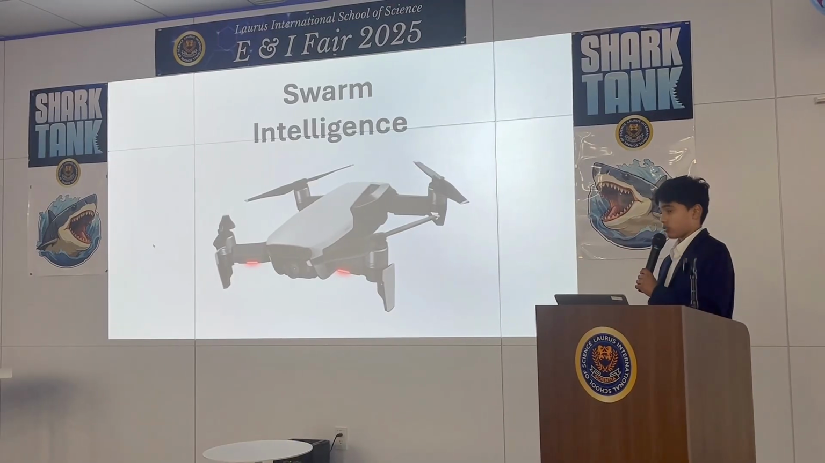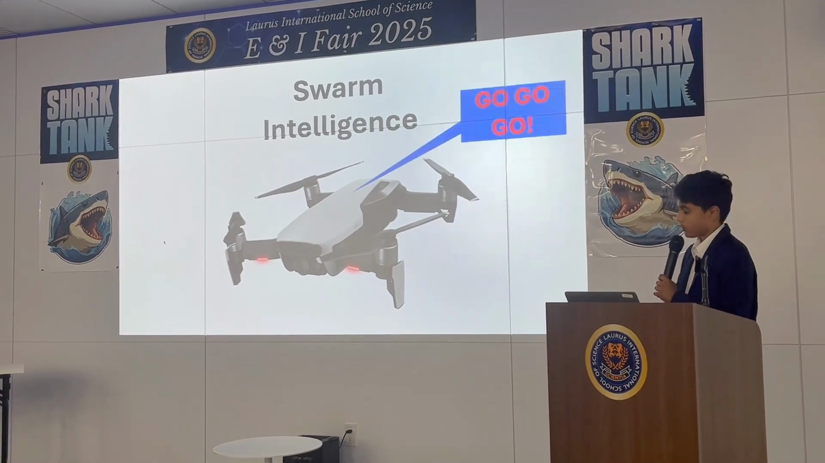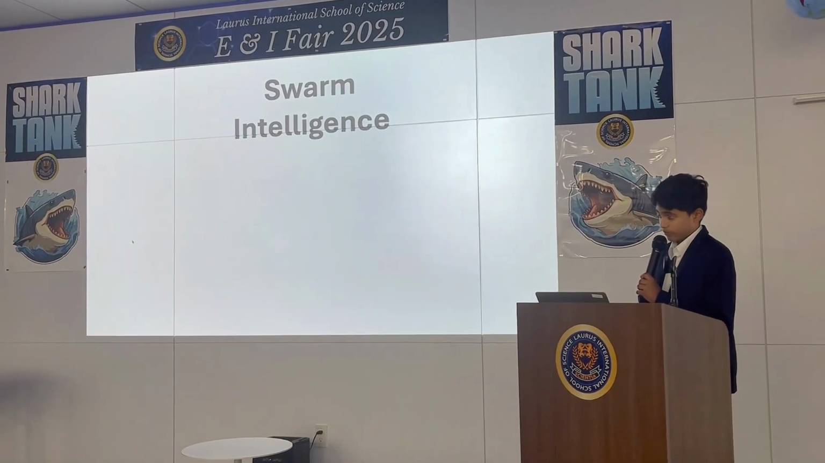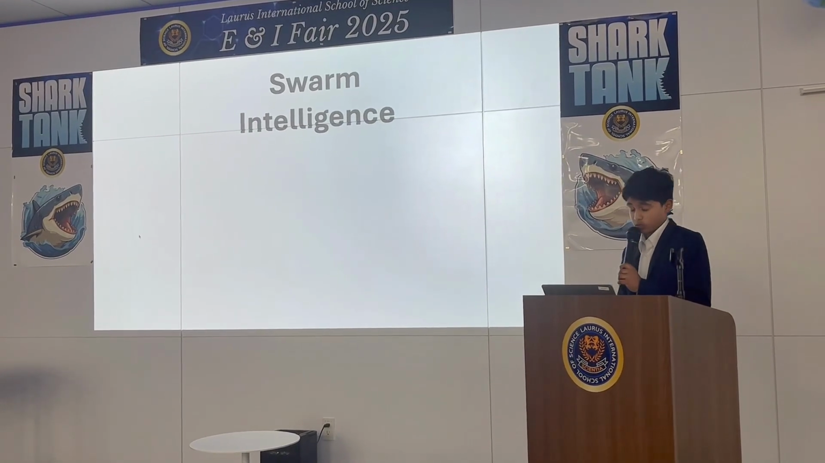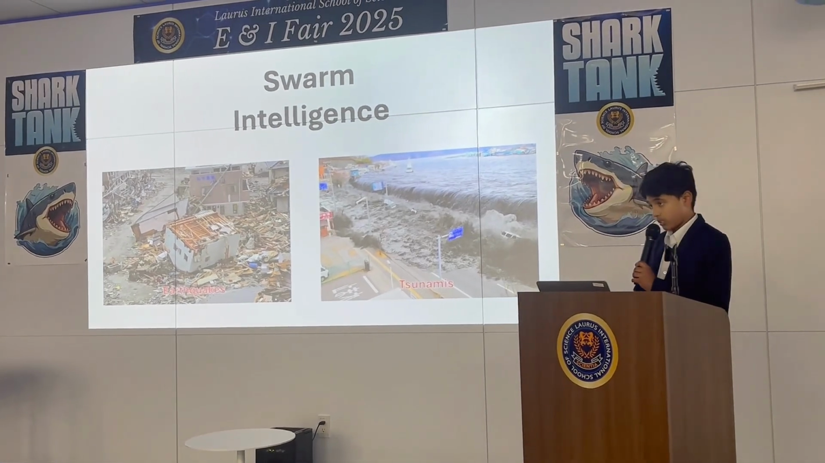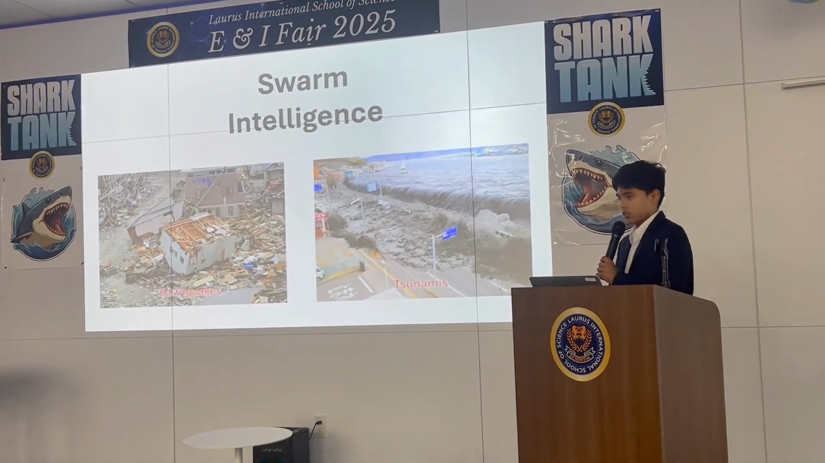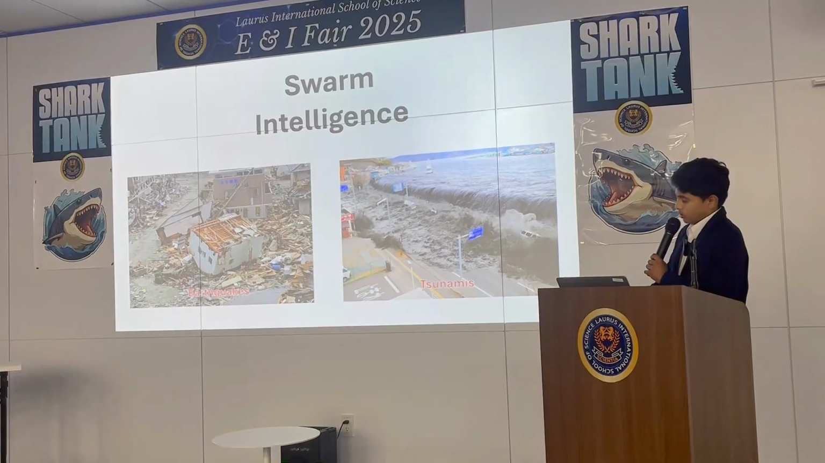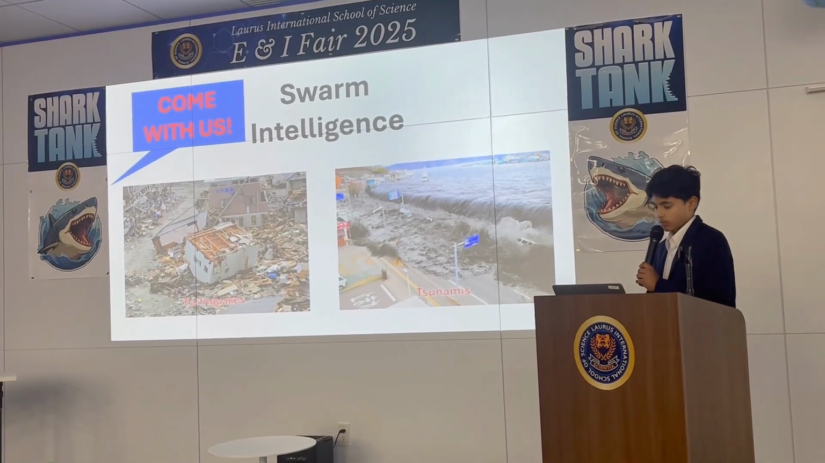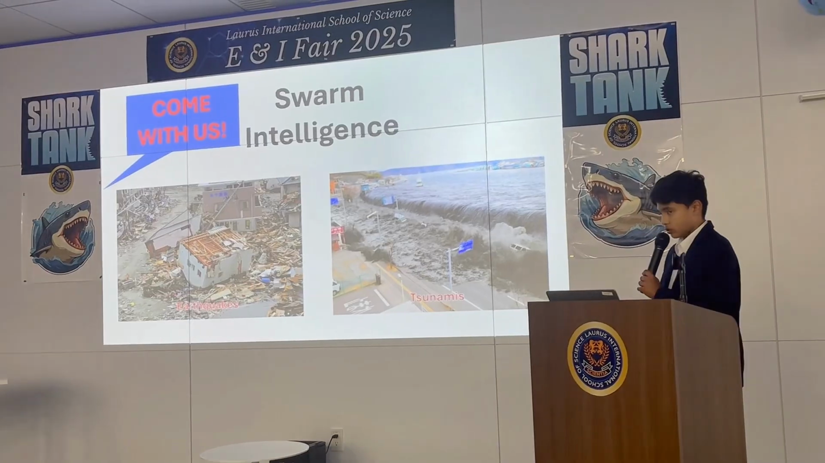Well, swarm intelligence enables large groups of drones to communicate and take quick action. This is useful in fast and unpredictable situations such as earthquakes and tsunamis, the two most leading natural disasters in Japan. So this is useful because drones can get information from what's happening from the other drones in the groups.